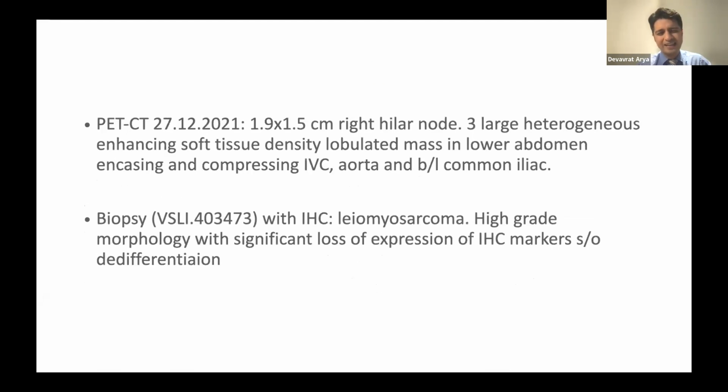Undergoes CT, MR, and PET. So I've summarized. The PET scan shows a large abdominal mass in the lower abdomen, which is encasing and compressing the IVC, aorta, and bilateral common iliac veins. There are also some centimetric size right hilar nodes. Biopsy with IHC eventually shows a high grade leiomyosarcoma, suggestive of differentiation.